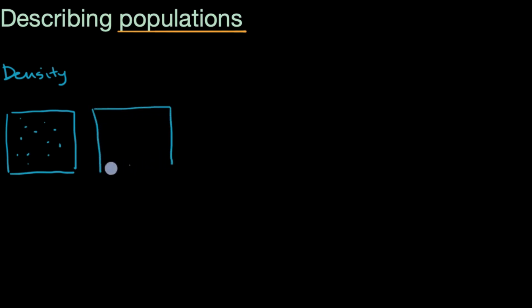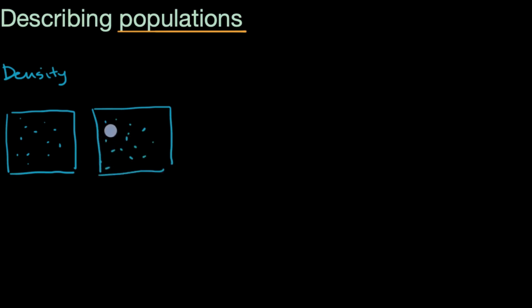Well, the first thing we can do is think about the density of a population. When we're thinking about density in general, it's how much of something you have in a certain area or a certain volume. So when we're talking about density of a population, let's just take a certain area, an area like that. If you don't have a lot of that population in that area, then that would be relatively low density. But if you have a lot of it in that area, that is a higher density.